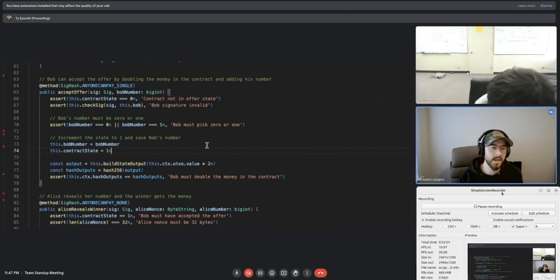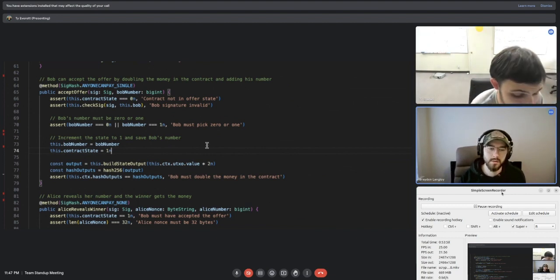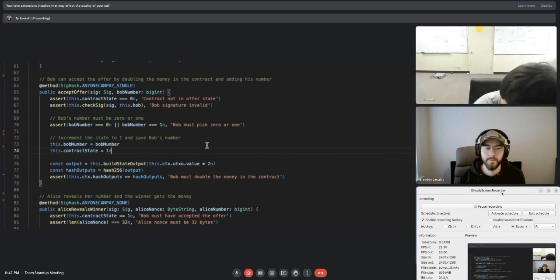Does line 76 update ctx.hash outputs? Yes, it actually updates the pre-image by doing that. It doesn't update it, though. No? No. How does that happen?